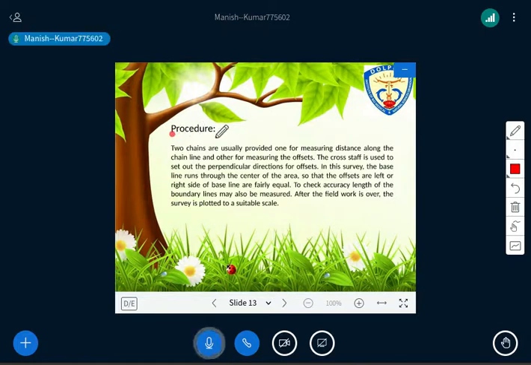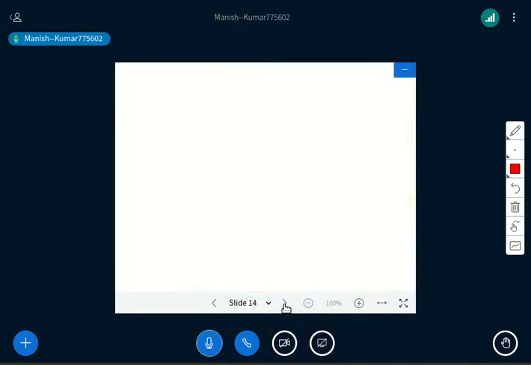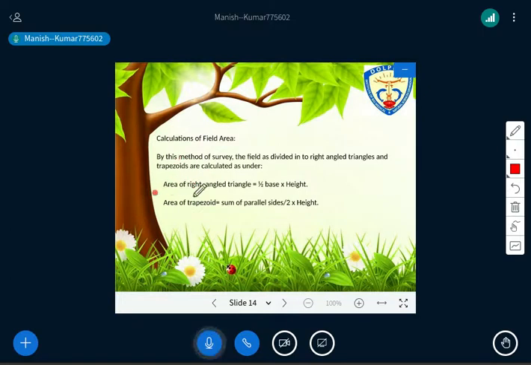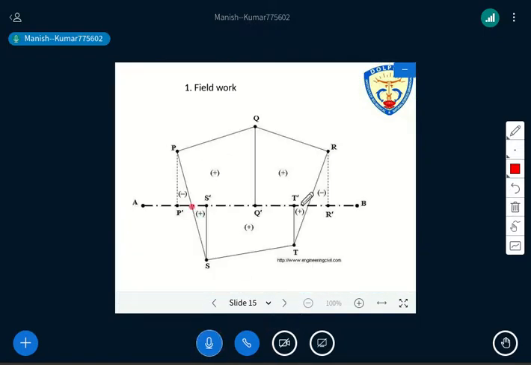right? This is the simple procedure that has to be followed. Let me explain the procedure using one image itself. And this is the formula. As you all know the formula, for a right angle triangle, half base into height, and for a trapezoid, sum of parallel sides divided by 2 into height, isn't it? So we have to use this formula to calculate the area. So let me first explain the procedure to you, right? How to do that. So you just look at the image here, all of you put your eyes on the image.